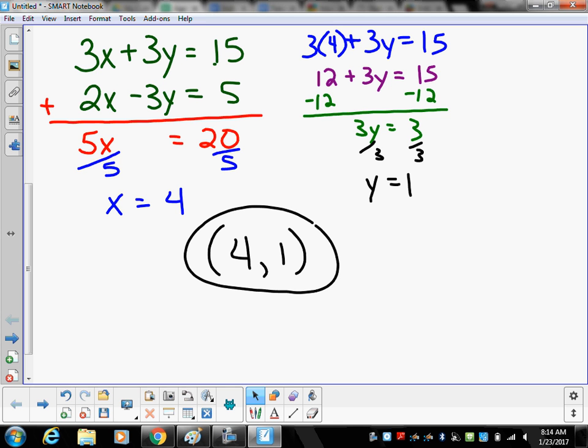But the 4 is x. So I replaced the x with it. Okay, questions on this problem?